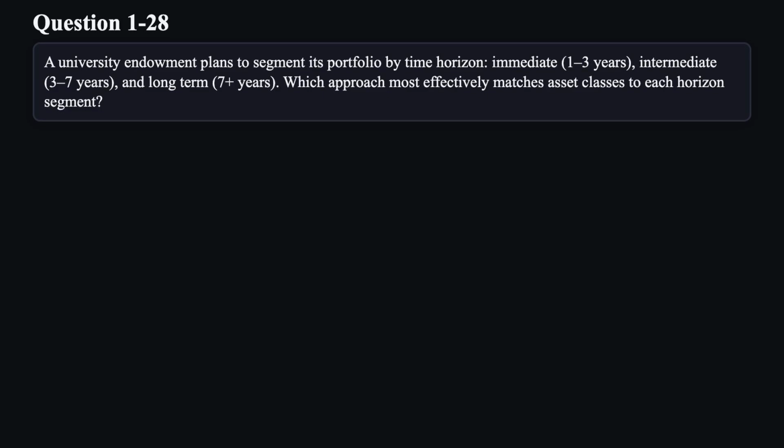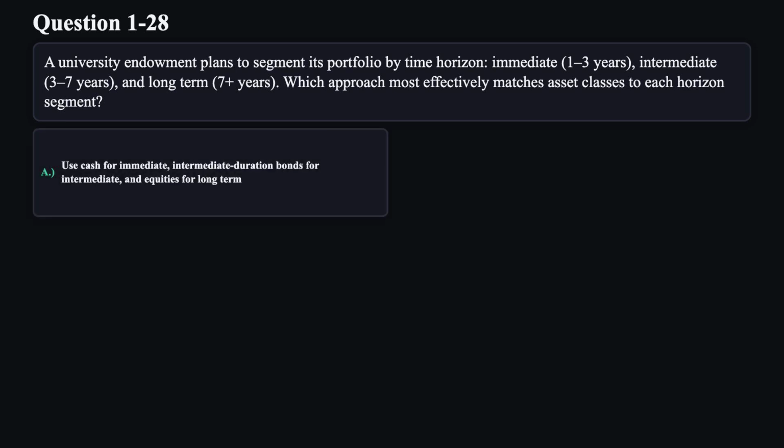Question 28. A university endowment plans to segment its portfolio by time horizon: immediate, 1 through 3 years; intermediate, 3 through 7 years; and long-term, 7+ years. Which approach most effectively matches asset classes to each horizon segment?